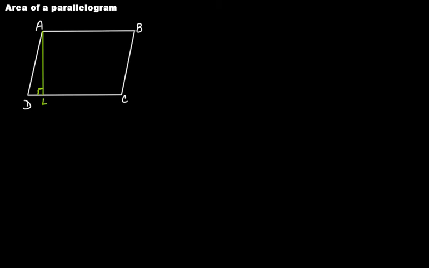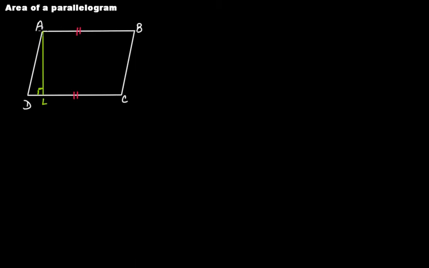Let's learn about area of a parallelogram. Now, in this figure, ABCD is a polygon and it has four sides where side AB and side CD are opposite sides and are parallel to each other and are equal to each other.